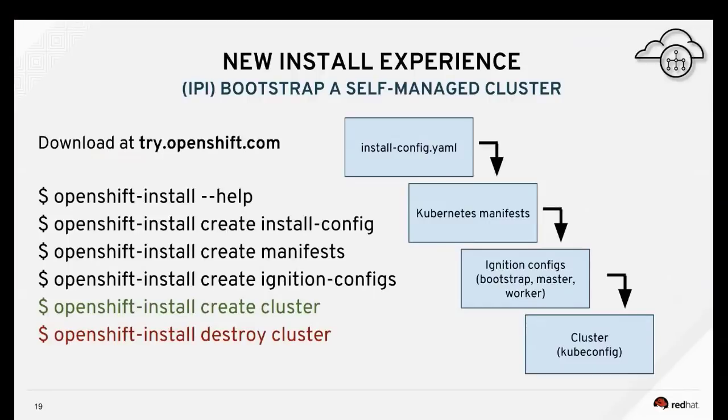It usually takes anywhere between 15 to 20 minutes to get the cluster going. And then if you ever want to take the cluster down, you can just run OpenShift install destroy cluster. A couple things to note. This new install is essentially just a Go binary. You could get it at download.try.openshift.com, and this does not work for upgrades. So this is just for a new installation.